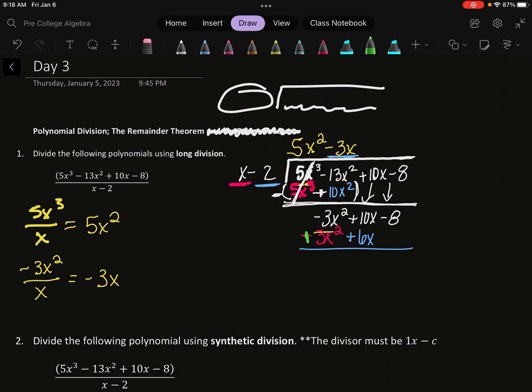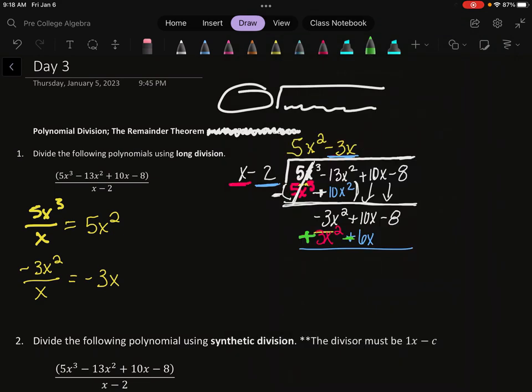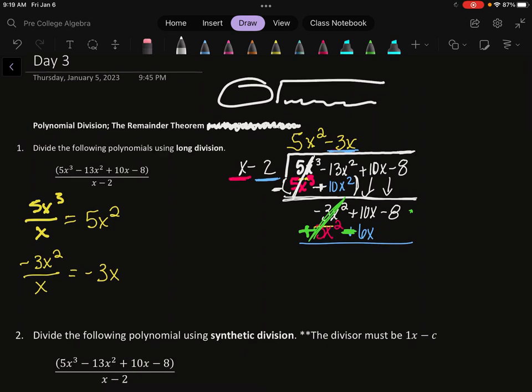So this changes to a positive, and then this changes to a negative. They just switch signs because we're subtracting that polynomial from this polynomial up here. So negative 3x squared plus 3x squared, that's why that cancels out. And then we're left with 10x minus 6x, that's a 4x. And then we drop down the minus 8.